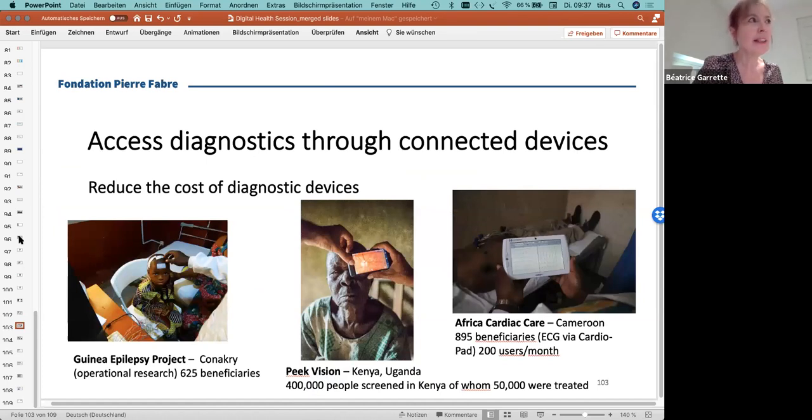So how to also give access to diagnostics through connected devices. So there are very good champions in that field too. I would like to quote Peek Vision, to screen eye problems. And they've been screening 400,000 people in Kenya and Uganda, and so giving access to treatment and glasses. Africa Cardiac Care is in Cameroon, for ECG, via Cardiopad, and in Guinea, Epilepsy Project, it's more, let's say, a research program for epilepsy, which is also very important because epilepsy is really underdiagnosed and very much prejudiced against as well. Next slide, please.